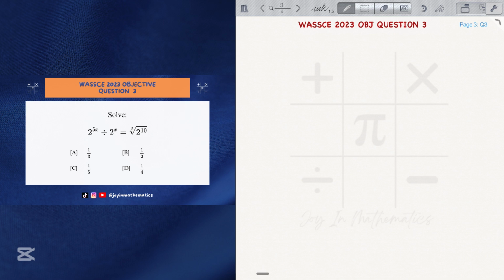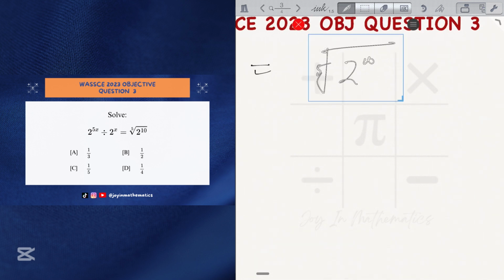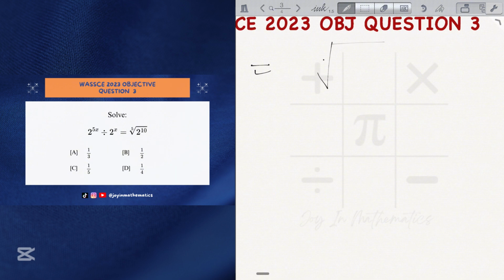Now let's proceed on to WAEC 2023 objective question 3. We have a question that 2 raised to the power of 5x being divided by 2 raised to the power of x is equals to the 5th root of 2 raised to the power of 10. Now as we can see, these are questions involving indices. Let's rewrite this: 5th root of 2 raised to the power of 10.